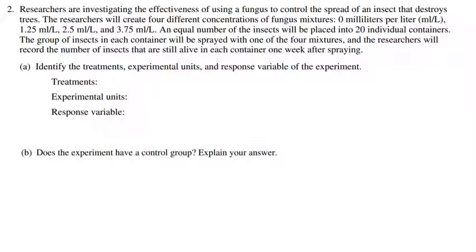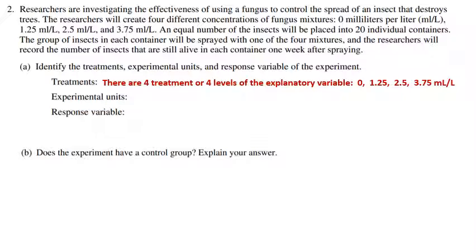Part A, identify the treatments, experimental units, and response variable of the experiment. Okay, there are 4 different treatments, or 4 levels of the one explanatory variable. Since we're using just the one fungus, there's really just one explanatory variable. If we were using different types of fungi, then we'd have multiple explanatory variables. But in this case, we're using the same fungus, but just 4 levels of it. So one explanatory variable, even though they weren't explicitly asking about that, and 4 treatment groups. Each group corresponds to one of the 4 levels of the explanatory variable.